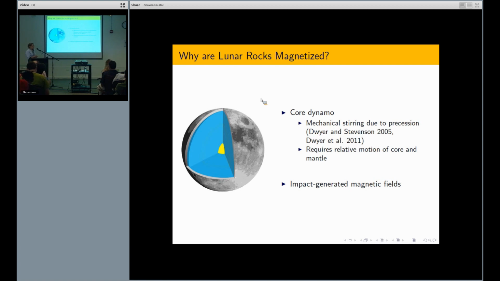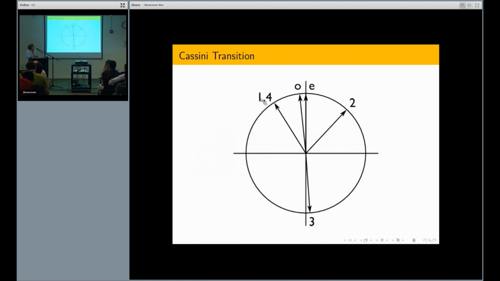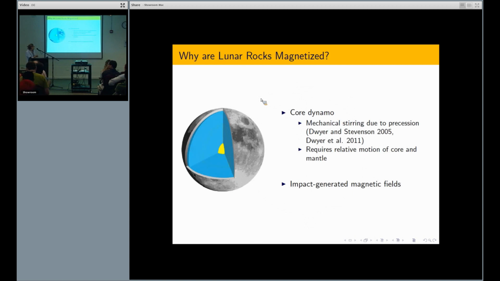Now, there isn't enough energy from convection to power a core dynamo like we have on the Earth, and so instead we have to turn to some other kind of power source. Dwyer and Stevenson in 2005, in an AGU abstract, showed that mechanical stirring due to precession is the only way that we can get enough power to get a long-lasting dynamo happening on the moon. And this has been updated in an LPSC abstract this year by Dwyer, Nimmo, and Stevenson.